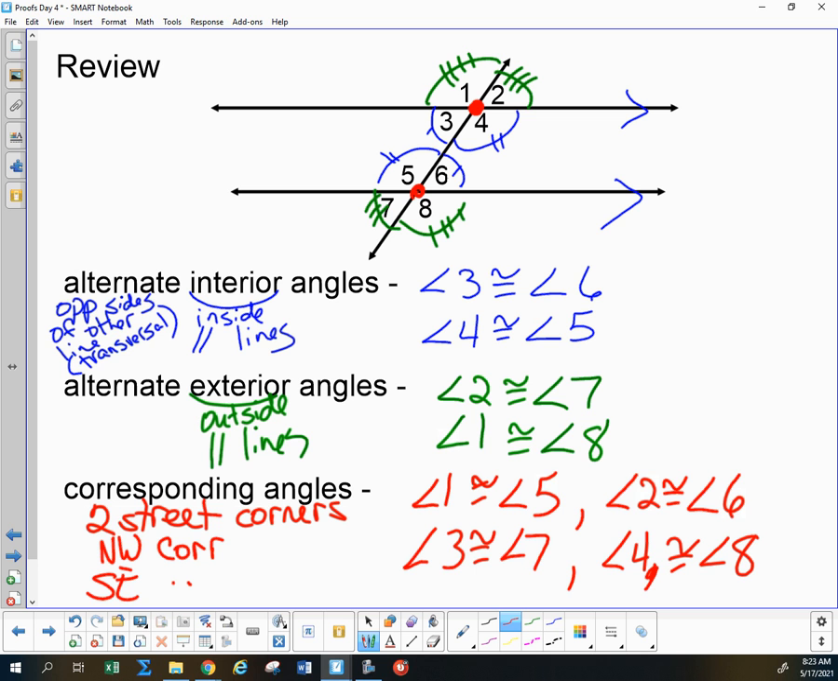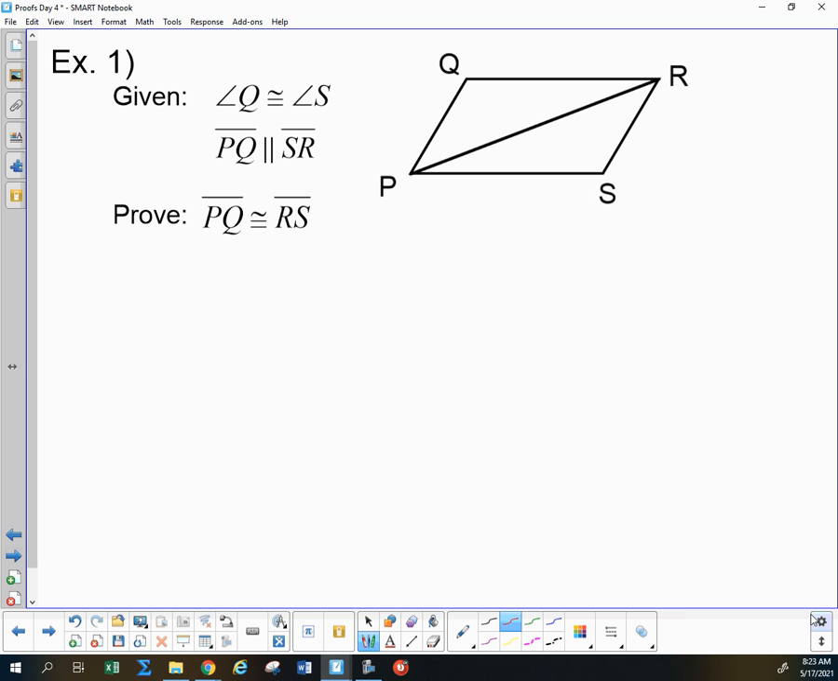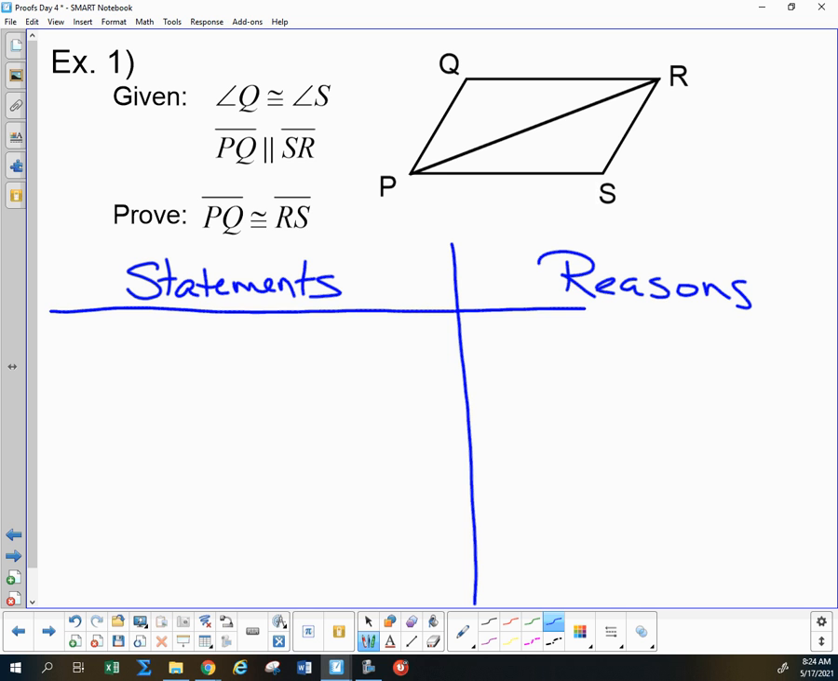So let's try a couple more proofs here. So copy this picture down. Don't worry about copying down the given and the prove yet, because that'll all show up in our actual 2 columns of our proof. So once you have your picture with PQRS, write down your 2 headings, statements and reasons, and your T-table. And then remember, we number under the statements and under the reasons, not just one place or the other.